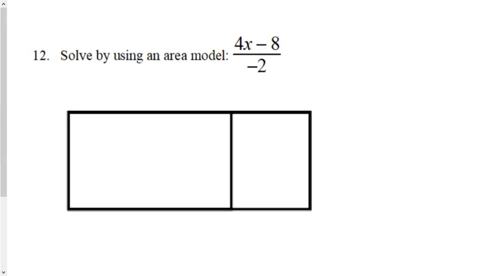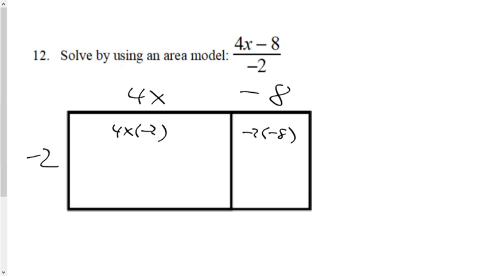Question 12, the exact same thing. So your binomial will be 4x minus 8, negative 2 here. 4x times negative 2, and negative 2 times negative 8. It'll be negative 8x here and positive 16. So your answer, oh, sorry. No, I did that wrong again.